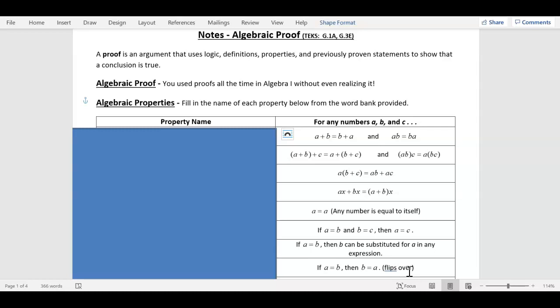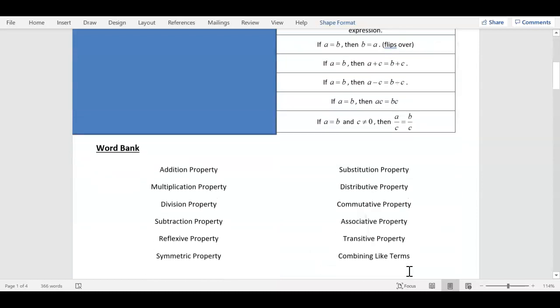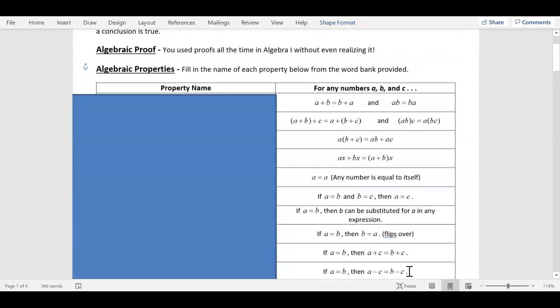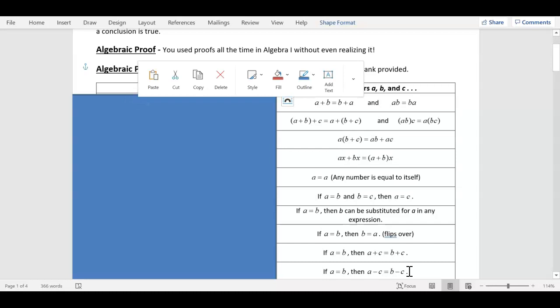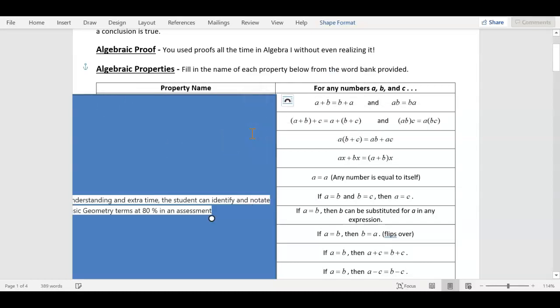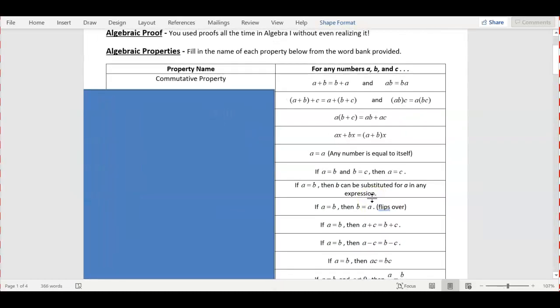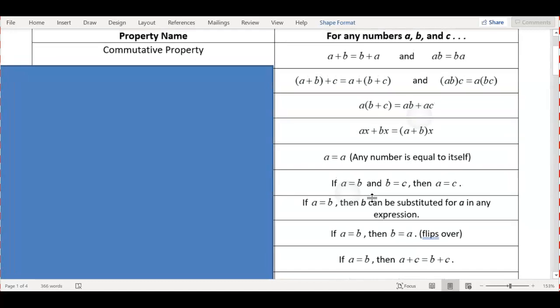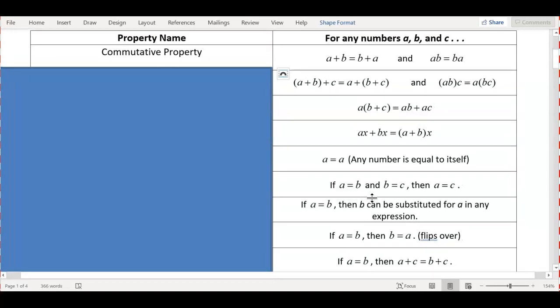Here's our properties. We're going to fill in the name of the property below from the word bank provided. At the bottom of your page, there's a word bank, right? We're going to fill all these in on the left-hand side here. So the first one, hold on. Try to zoom that in. There we go. Okay. The first one is commutative property.